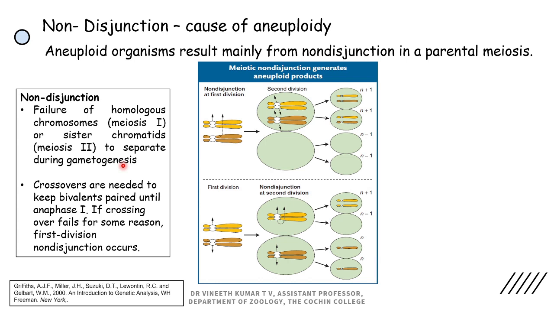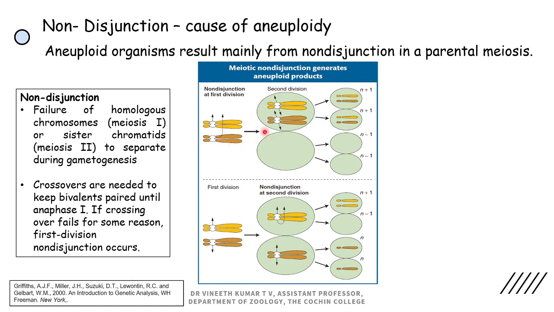Such conditions are a failure of either, in meiosis 1, the homologous chromosomes to separate, or in meiosis 2, the sister chromatids to separate. If this happens, that is called aneuploidy. Okay, so we'll discuss this.